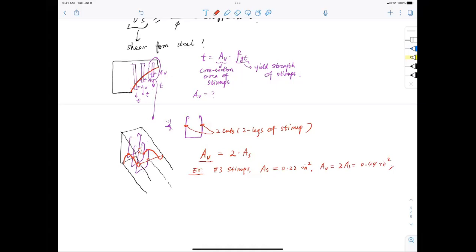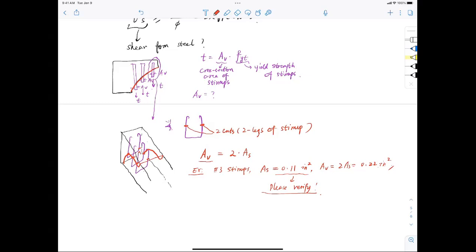Okay, 0.44 inch squared. Sorry, I think I made a boo-boo here. Apologize. This is actually number 3, and this is 0.22. Check me, please verify. Yeah, it should be number 3. Thank you. Okay, so that is how we calculate the area for stirrups.